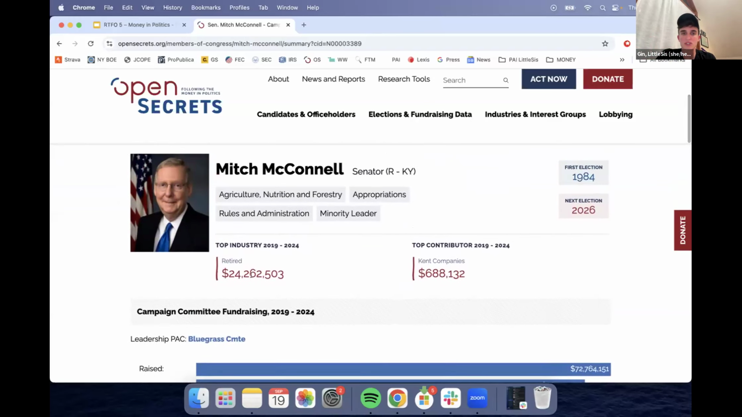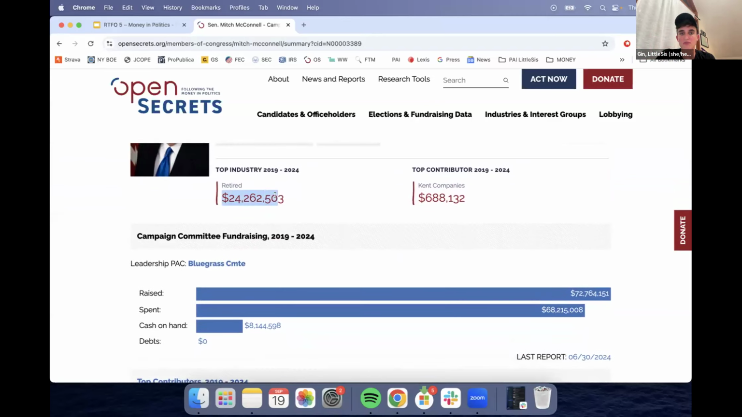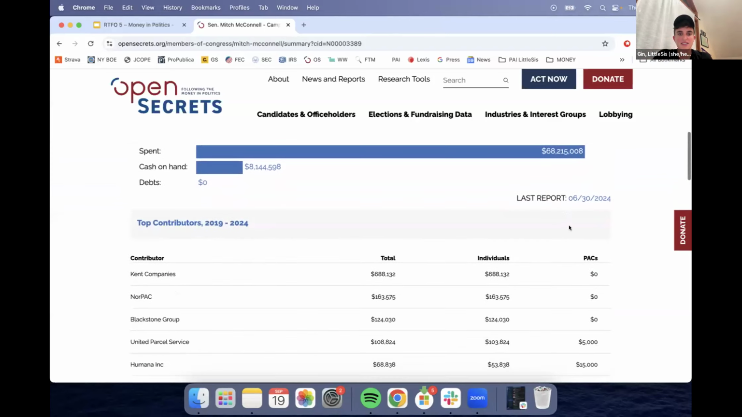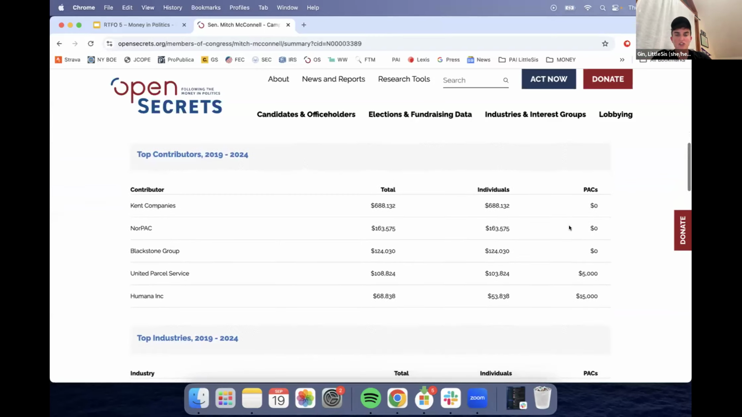But scrolling down here, we'll see the top industry over the last 5 years for Mitch McConnell, people who said that they were retired, top contributor there, Kent. We can scroll down. It's going to give us our top 5 contributors. And this is a really important piece.